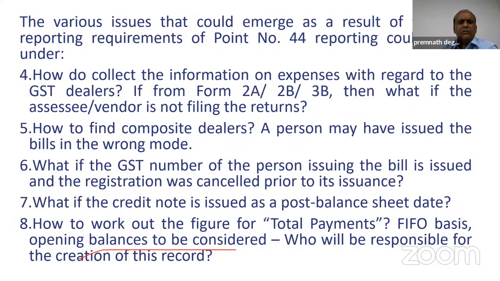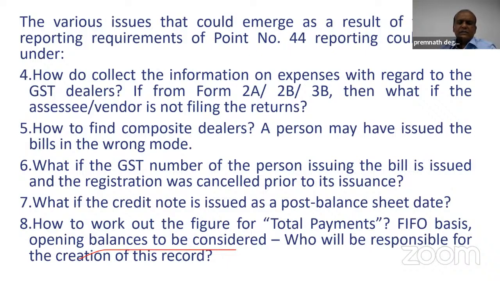Similarly, how to collect the information on expenses with regard to GST dealers? If from 2A, 2B, 3B, then what if the vendor is not filing the returns? If the returns are not filed, then we have nothing; we only have to state it in our report. How to find composite dealers? Yes, the way in which you create the accounts should help you. What if the GST number of the person issuing the bill was cancelled? That is not for us, because at the time of buying, if he was registered, then he is registered.